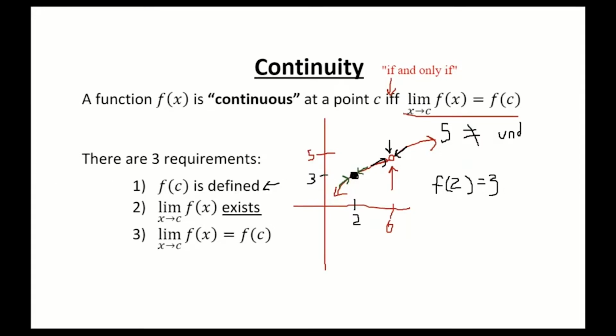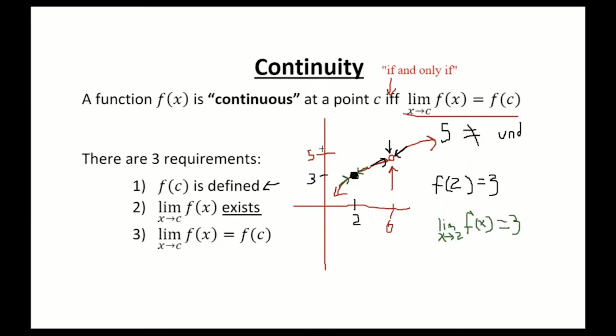And so we would say that the limit as x approaches 2 of this function f of x is also 3. So since these two things are the same, we say that the function is continuous here.